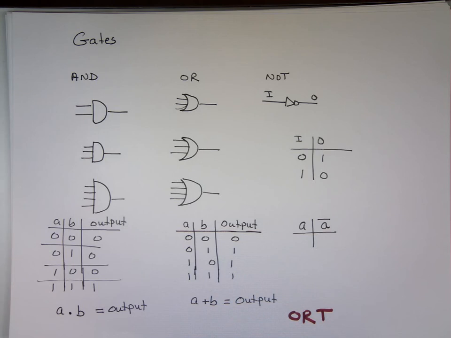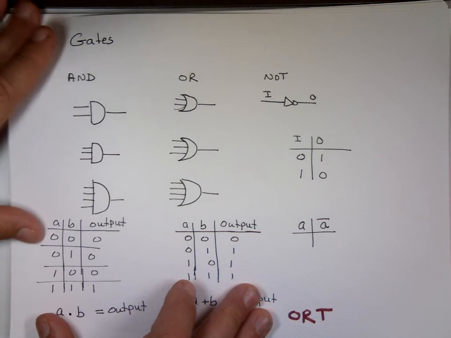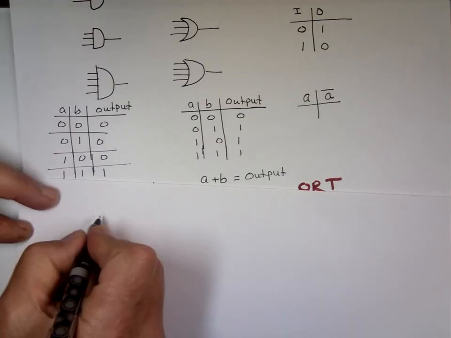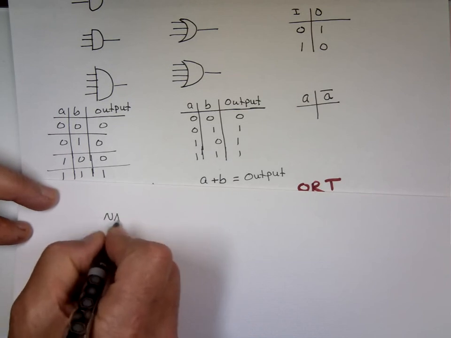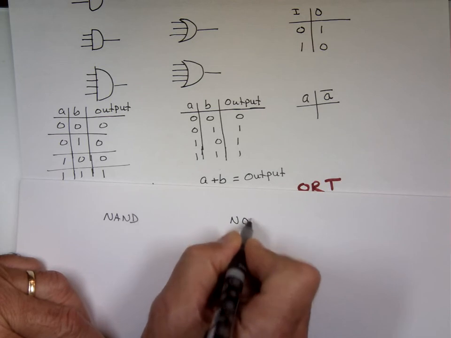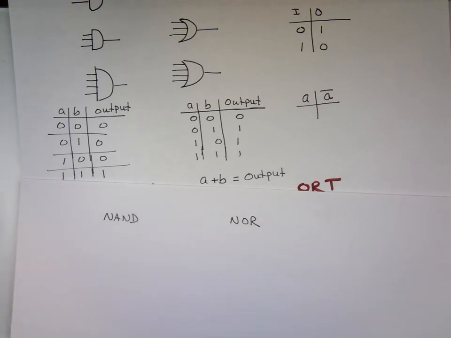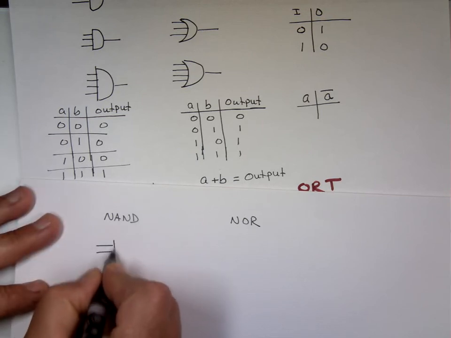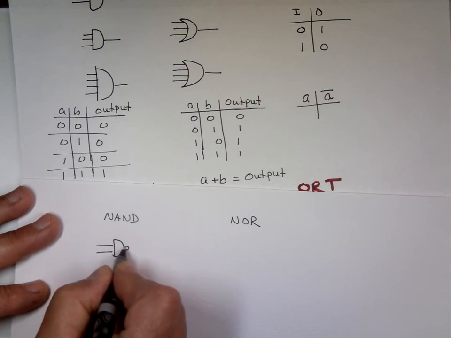Now, we also have other gates here, and there's plenty more, but I'll mention a few of them for now. We'll add the rest later. We also have something called a NAND gate, and one called a NOR gate. When you listen to the name NAND, it's really an AND and a NOT put together. A 2-input NAND gate looks like an AND gate, but it has a bubble, drawn like this.